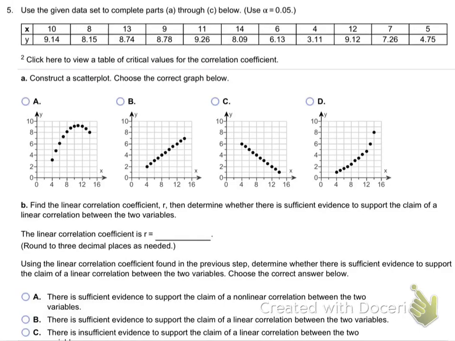Here's a real life example. Actually it's just X and Y, isn't it? So it's just some X, Y dots. Use the given data set to complete. Here, let me.